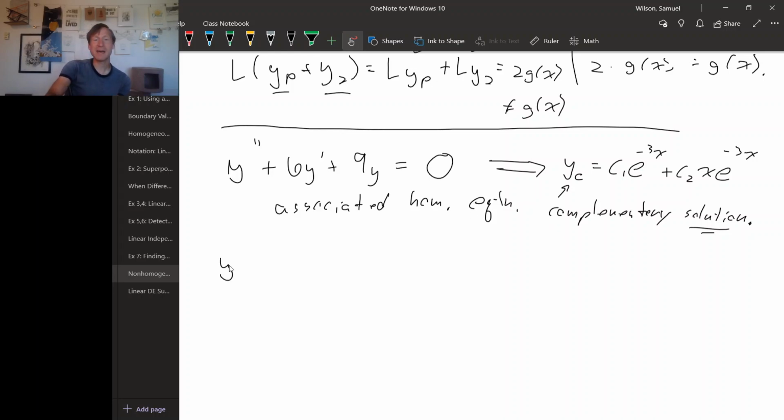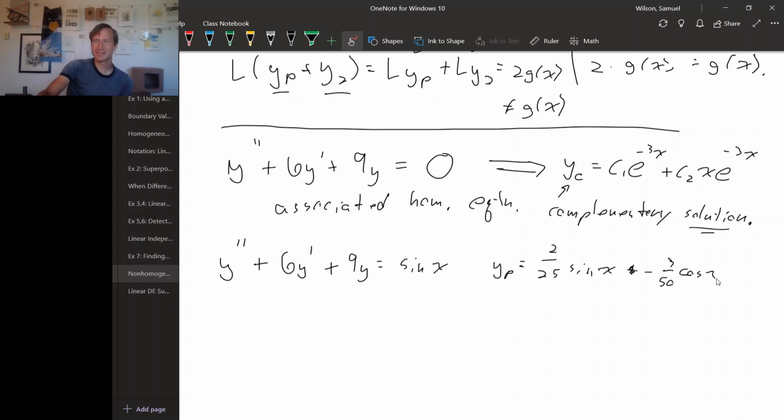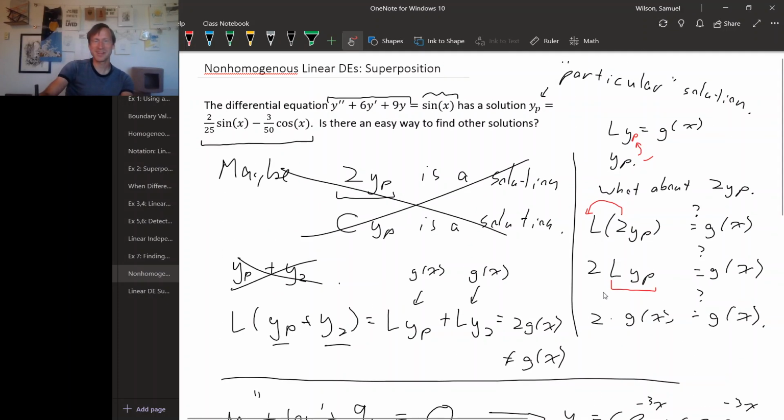Okay, so now let's come back to the original non-homogeneous equation, y double prime plus 6y prime plus 9y equals sine of x. And remember, this had a particular solution, which was 2 over 25 sine x minus 3 over 50 cosine x. Did I have that minus sign up there? I did. Good.